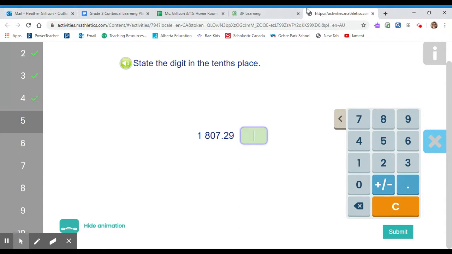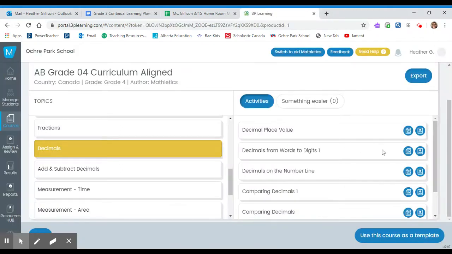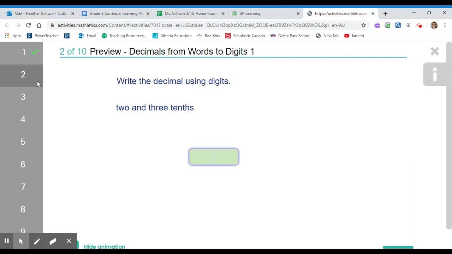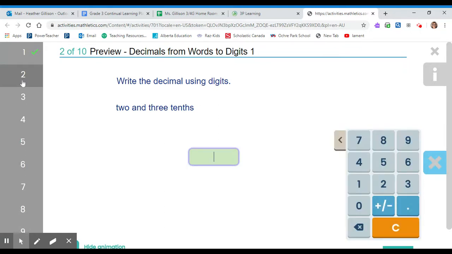All right, so then the next task is called decimals from words to digits. And what you do in this Mathletics task is you are going to write the decimal using the digits. So here's the word form. You're going to turn it into numerical form. So it says 2 and 3/10. So remember, anything left to the word and, which represents the decimal, anything to the left is going to be your whole number. So my whole number is 2.